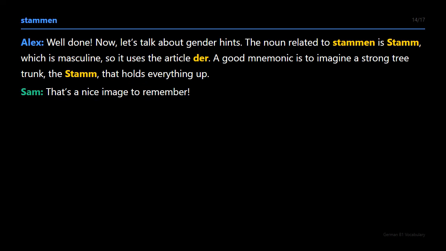The noun related to stammen, Stamm, is masculine, so it uses the article der. A good mnemonic is to imagine a strong tree trunk, the Stamm, that holds everything up. That's a nice image to remember.